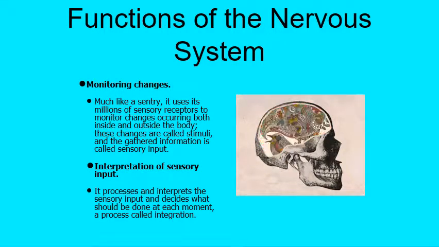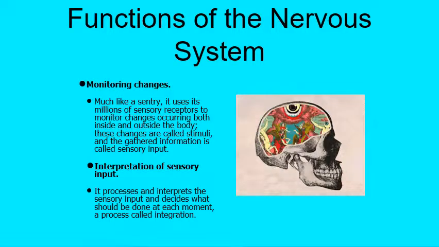And also it monitors changes inside. So it refers to our internal organs, our heart rate, our respiration, and so on. These changes are called stimuli, and the gathered information is called sensory input. So you will learn in the next chapter how these information are converted into electrochemical information that is processed in the brain. Another function is to interpret these sensory inputs.